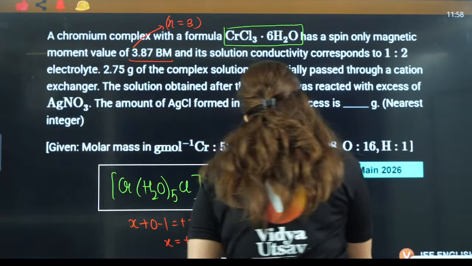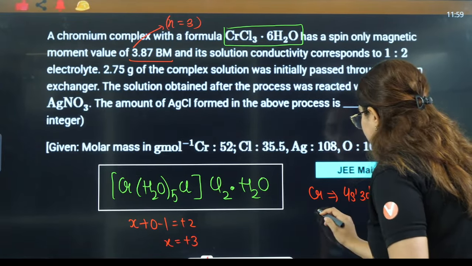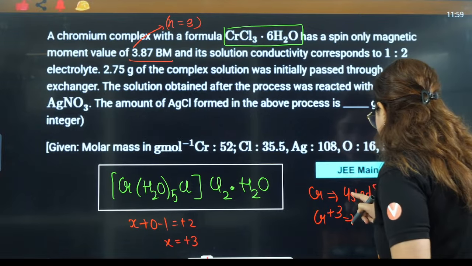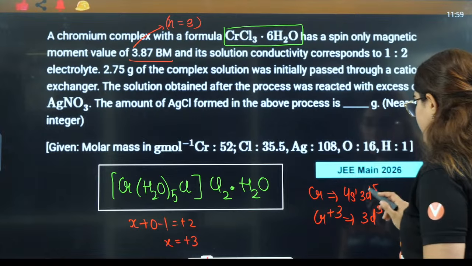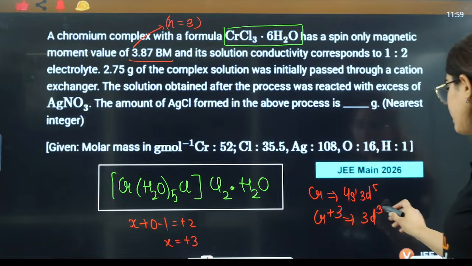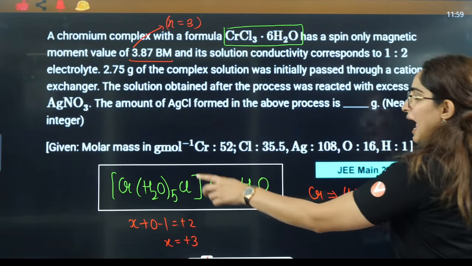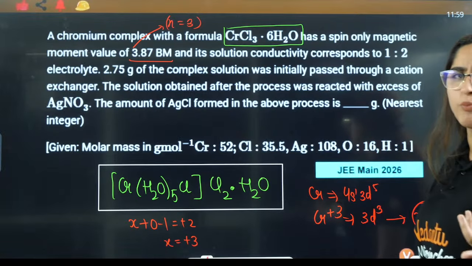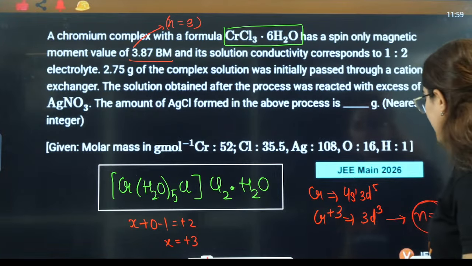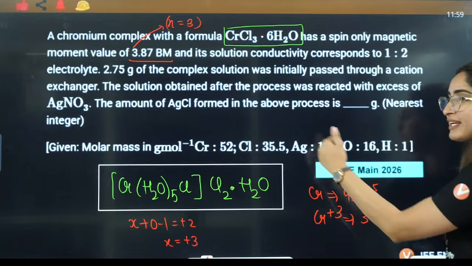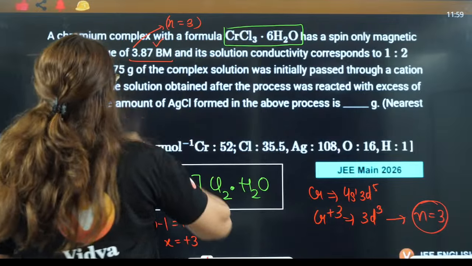Now chromium is actually 4s1 3d5. Take out 3 electrons and it becomes 3d3, so the number of unpaired electrons will be 3. Because Cl and water are both weak field ligands, there will be no pairing. We will discuss that further in VBT, but I am explaining here how you can verify that your answer is correct. The number of unpaired electrons comes out to be 3 only, which is also correct.